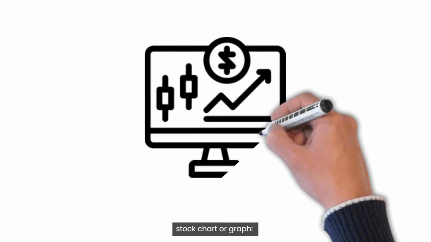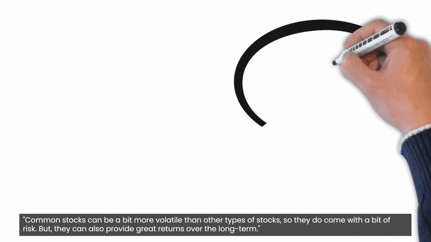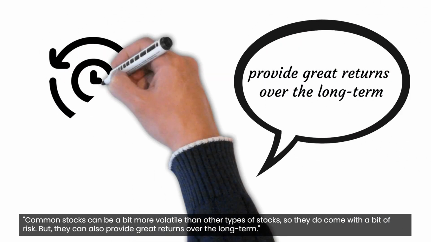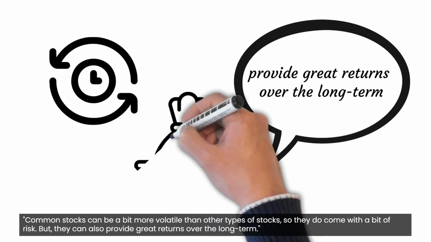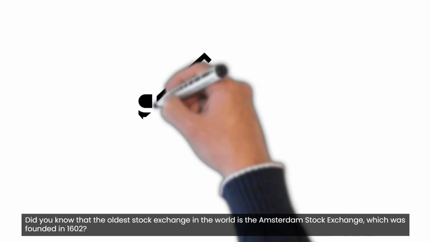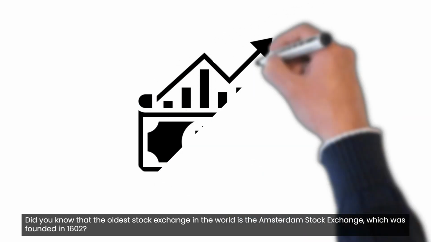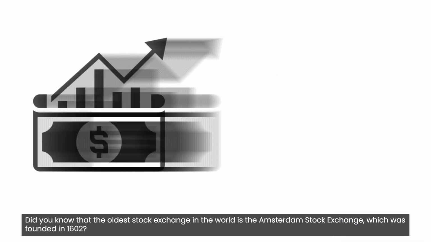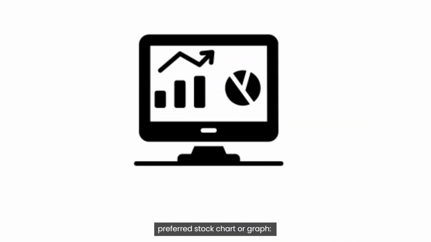Common stocks can be a bit more volatile than other types of stocks, so they do come with a bit of risk. But they can also provide great returns over the long term. Did you know that the oldest stock exchange in the world is the Amsterdam Stock Exchange, which was founded in 1602?